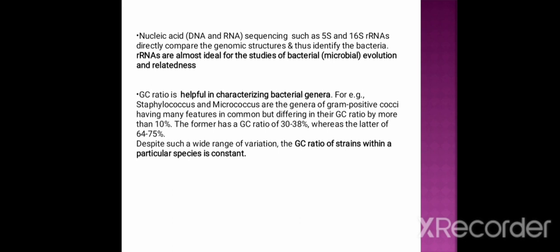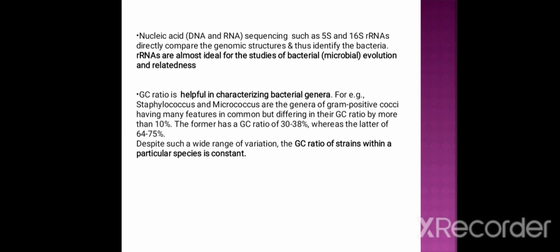GC ratio is also helpful in characterizing bacterial genera. For example, Staphylococcus and Micrococcus are genera of gram-positive cocci, having many features in common, but they differ in their GC ratio by more than 10%. The former, that is Staphylococcus, has a GC ratio of 30 to 38%, whereas the latter, that is Micrococcus, has a GC ratio of 64 to 75%.